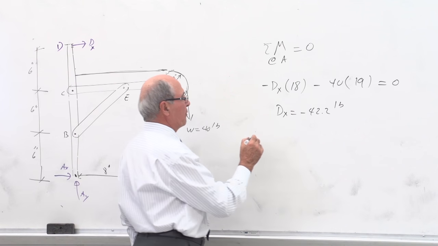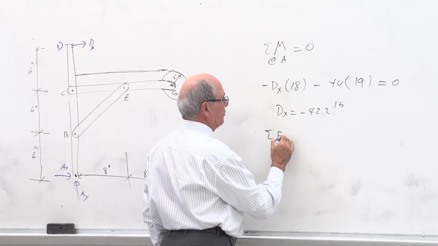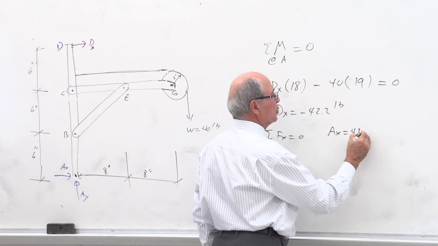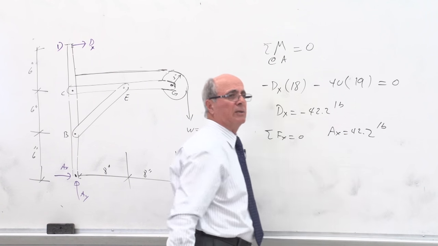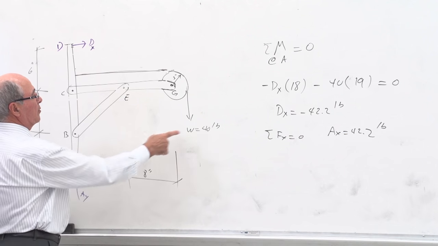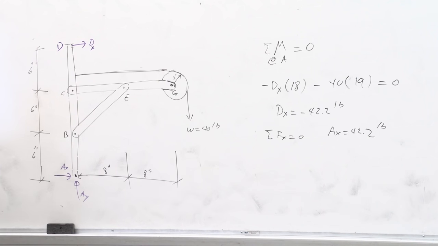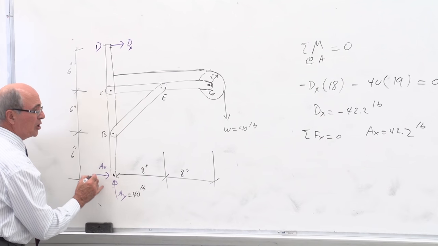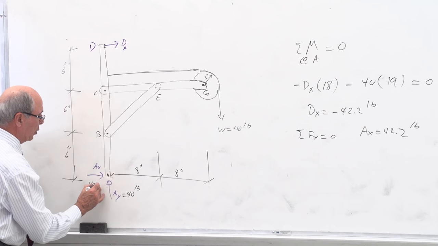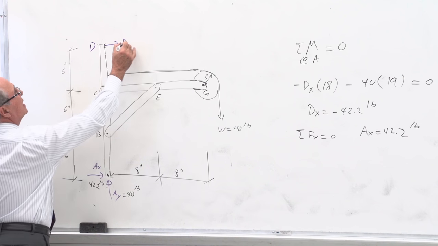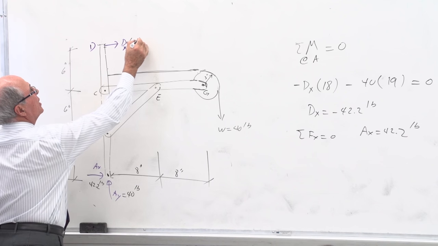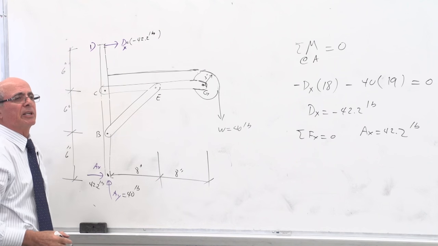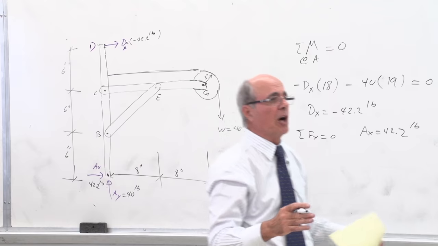Then we go to sigma Fx equal to zero. I don't have to write that, everybody knows. Sigma F equal to zero gives me AX equal to 42.2 pound. And AY, I don't even have to solve it. AY must be equal to 40. This is so simple. So AY must be equal to 40 pound. This is the correct direction, 42.2 pound. And this one has the value of minus 42.2 pound, everybody. So it means going that direction. So step one is done, finished.